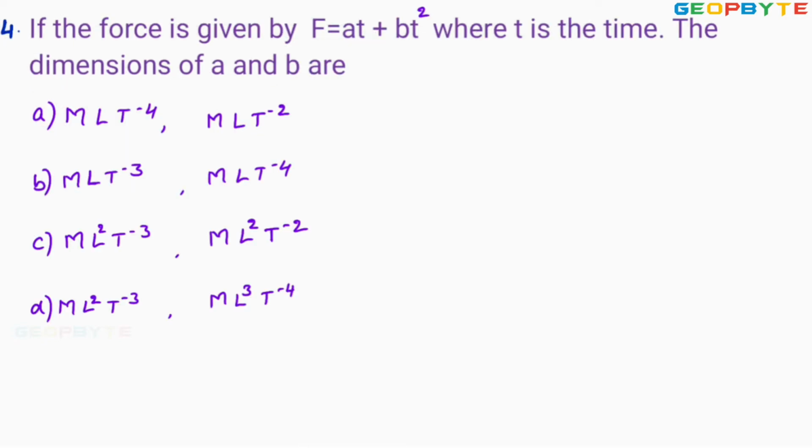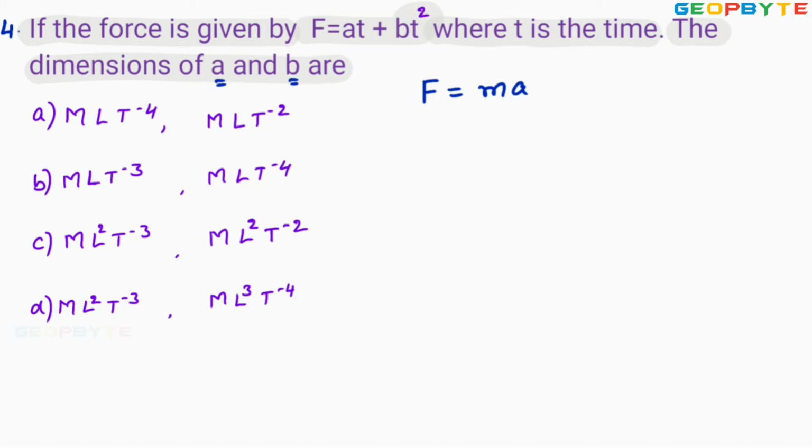Look at the fourth problem. If the force is given by F equal to A T plus B T square, where T is the time, the dimensions of A and B are. You are asked to find the dimensional formula for A and B. You know, F equal to m a.